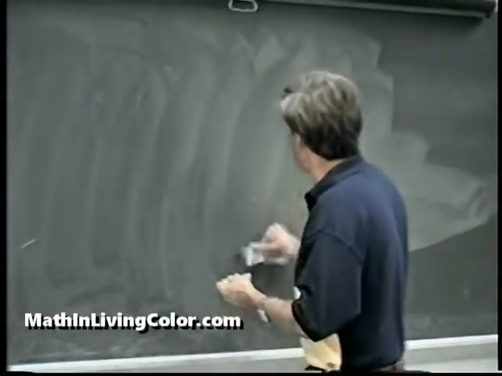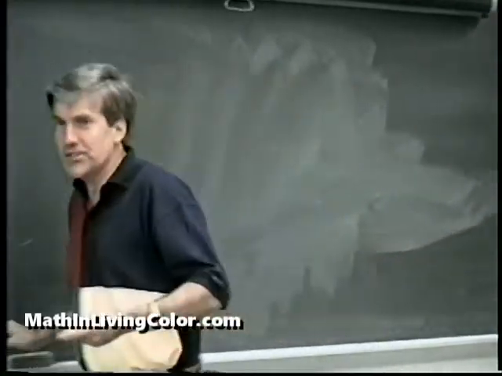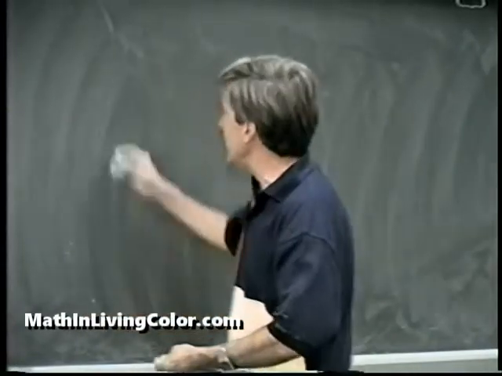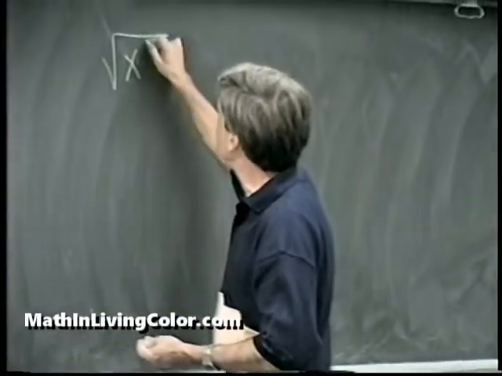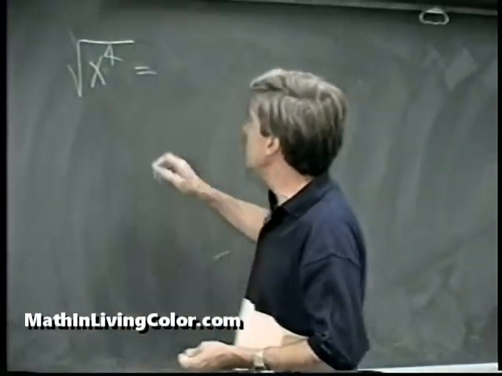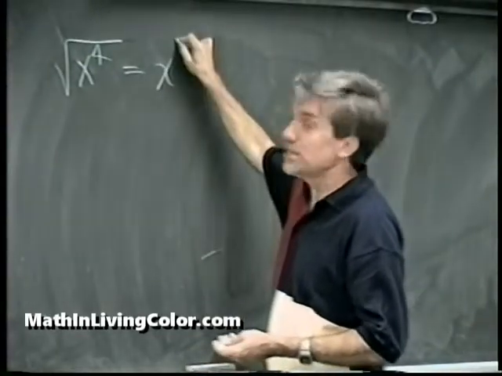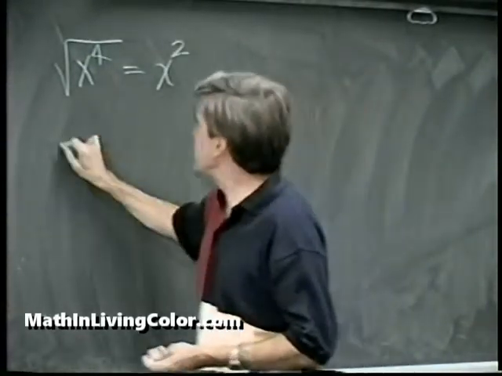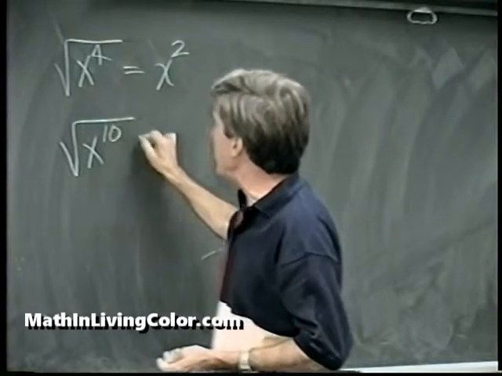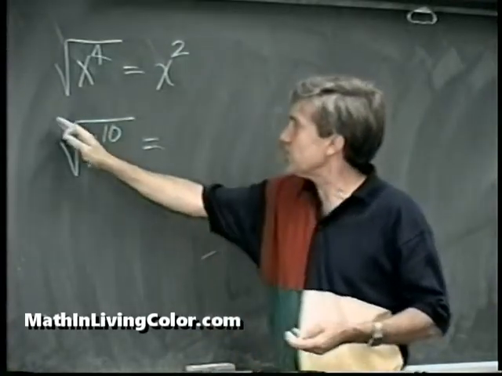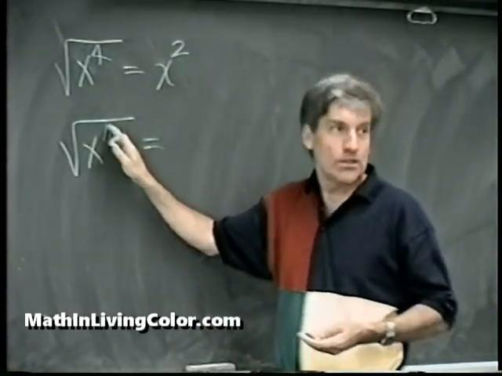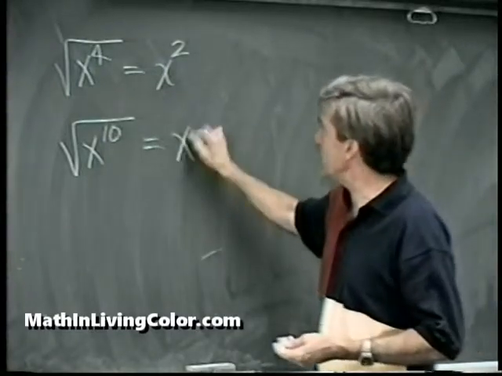Now there's one more concept in basic radicals that I need to talk about, and that is, what if you had the square root of x to the 4th power? What would it be? X squared. What if I said the square root of x to the 10th power? Do you remember what we do with the square root of x to the 10th? Any good ideas? X to the 5th.